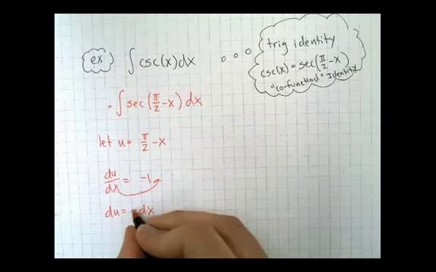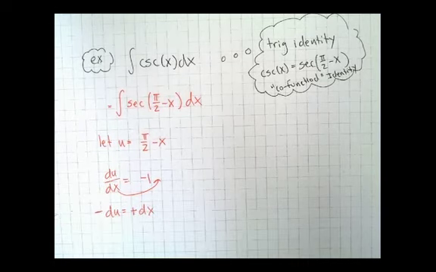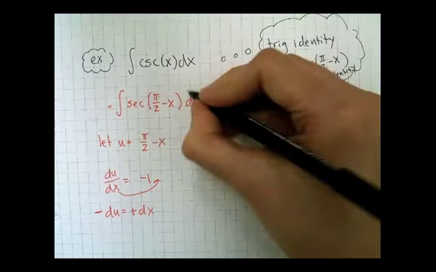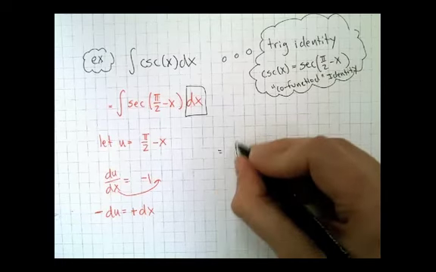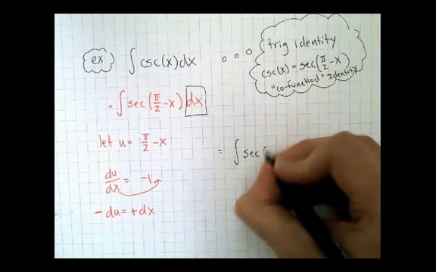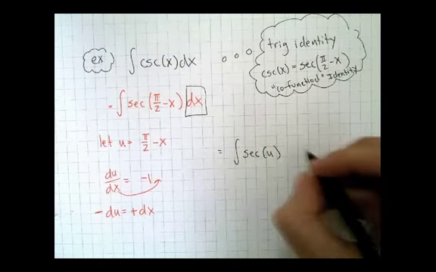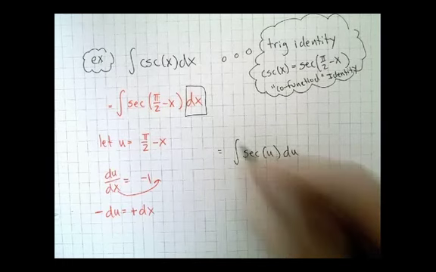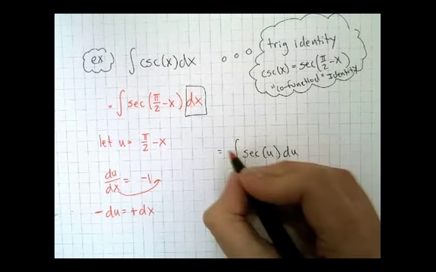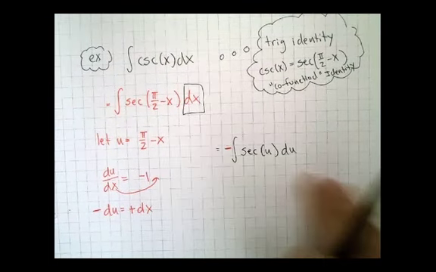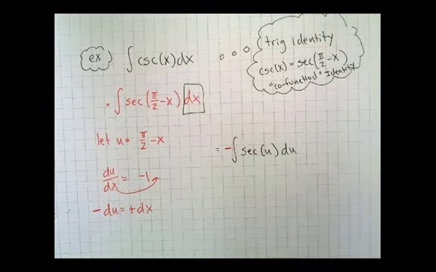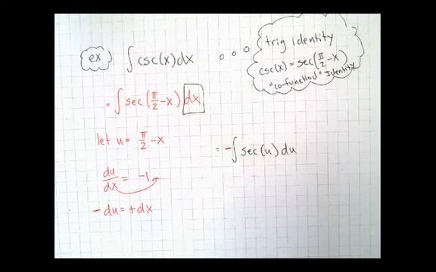In my problem, I don't need a negative, I need a positive dx, so I'll switch the signs here. Negative du equals dx. So all I'm rewriting is changing the dx into a negative du. My new integral is the integral of secant of u times negative du. I'll put the du here, and I'll put the negative sign out in front of the integral. It's more convenient there.